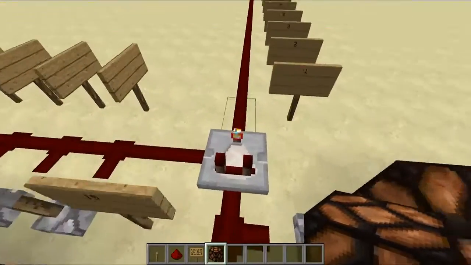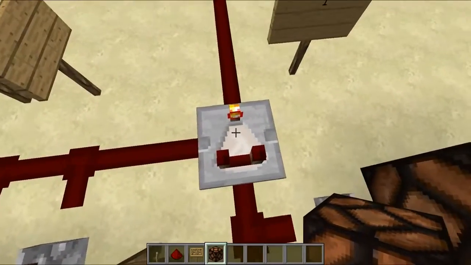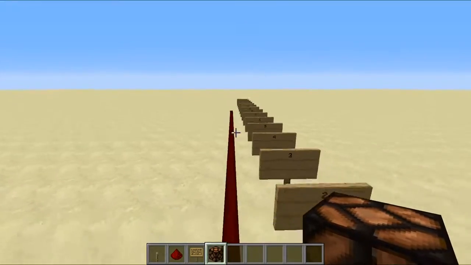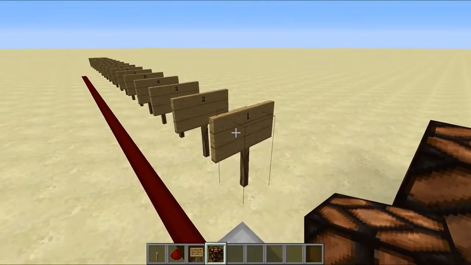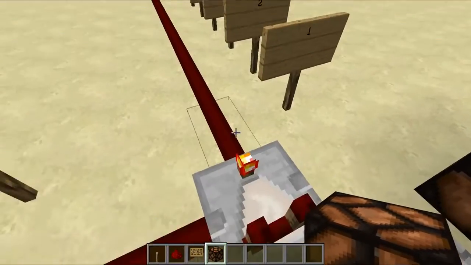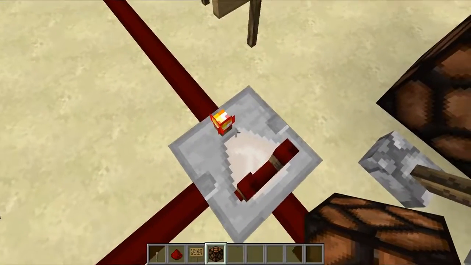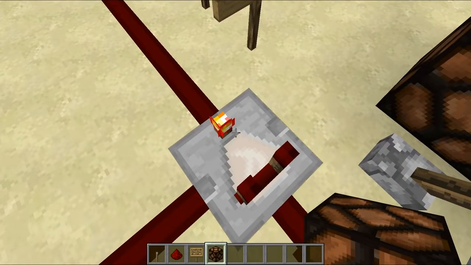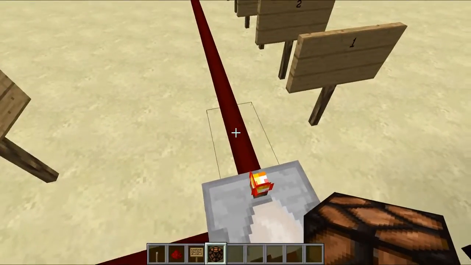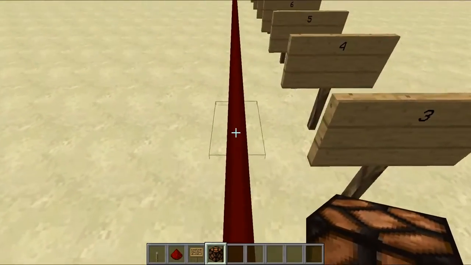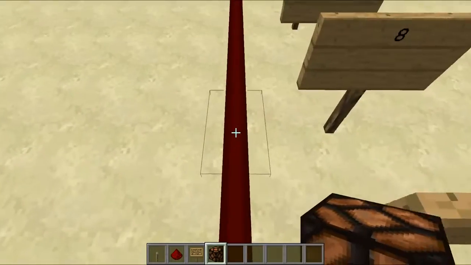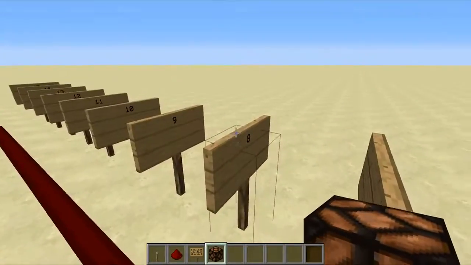So first things first, we're going to take a look at the output line. As you can see, we've got a line running out of the comparator, and next to it we've got a bunch of signs counting up. Now this actually corresponds to the signal strength being outputted by the comparator. So say for example, our comparator was giving off a signal strength of 8, the redstone would go 1, 2, 3, 4, 5, 6, 7, 8. And that's where it would stop, and that is next to the 8th sign.